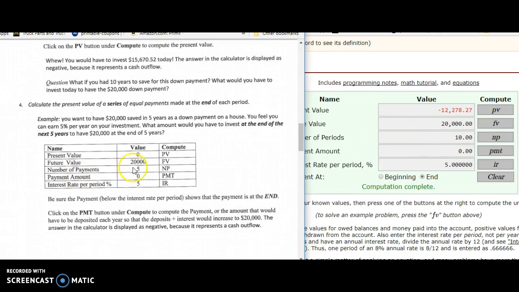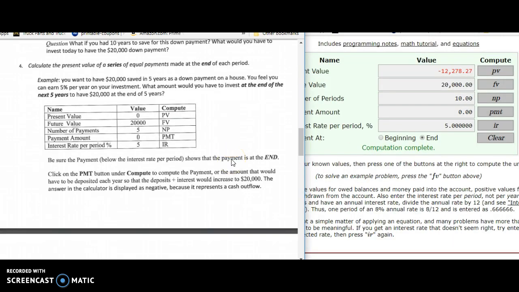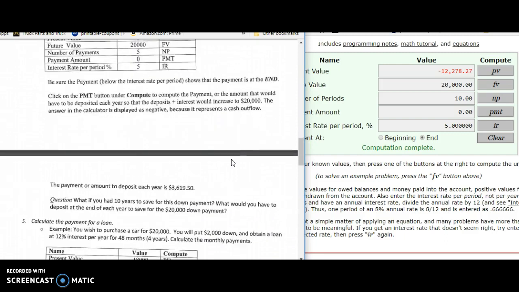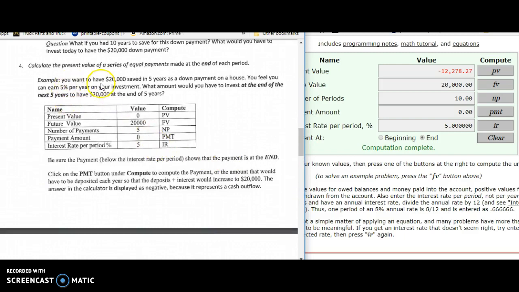All right, the next one. I think we already did that one, number 4? Okay. You want to have 20,000 saved in 5 years as a down payment on the house. You feel you can earn 5% per year on your investment. What amount would you have to invest at the end of the next 5 years to have 20,000 at the end of 5 years? So they're looking for payments.